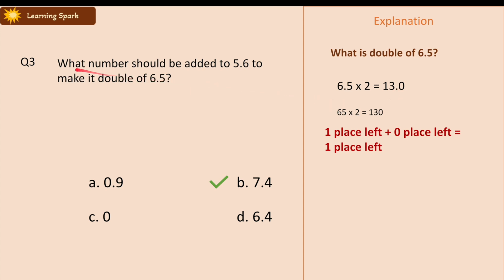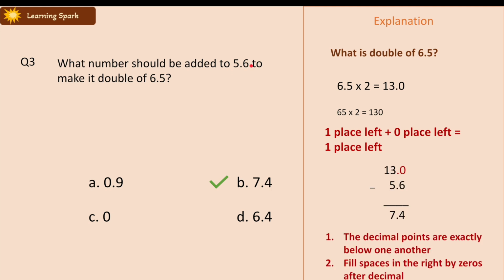Alright, so then the question becomes, what number should be added to 5.6 to make it 13, right? So it's simply 13 minus 5.6. The next step is 13 minus 5.6, and this is a subtraction of decimal numbers. How do we do that? First of all, we put the decimal points below one another.